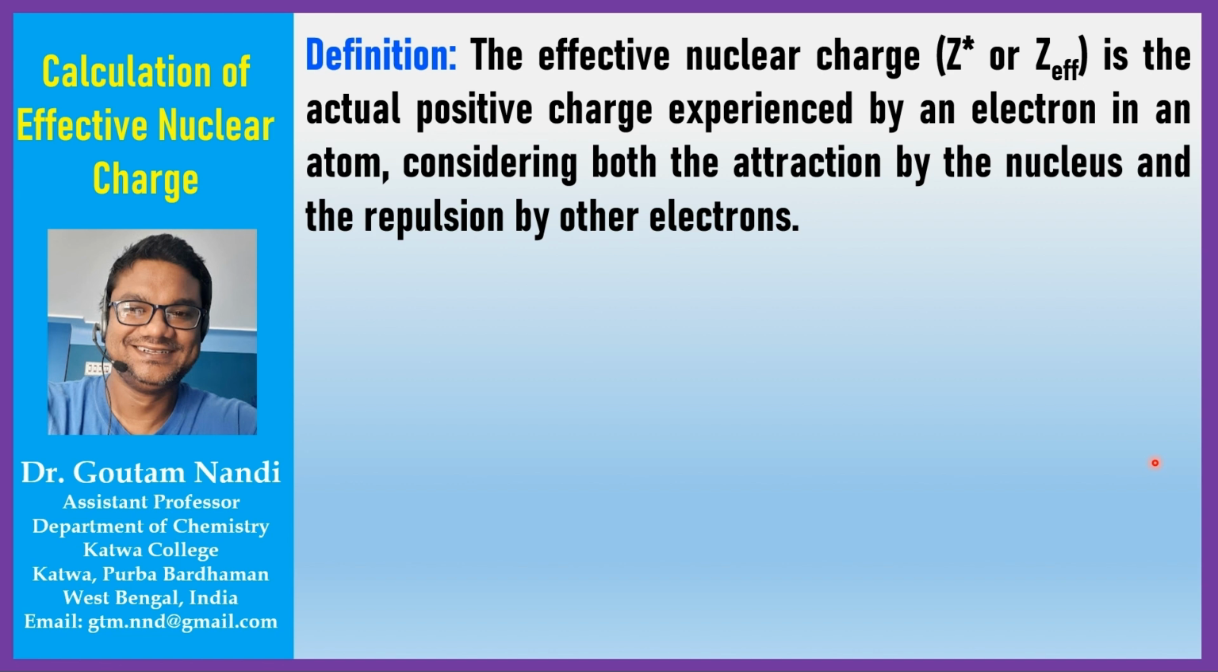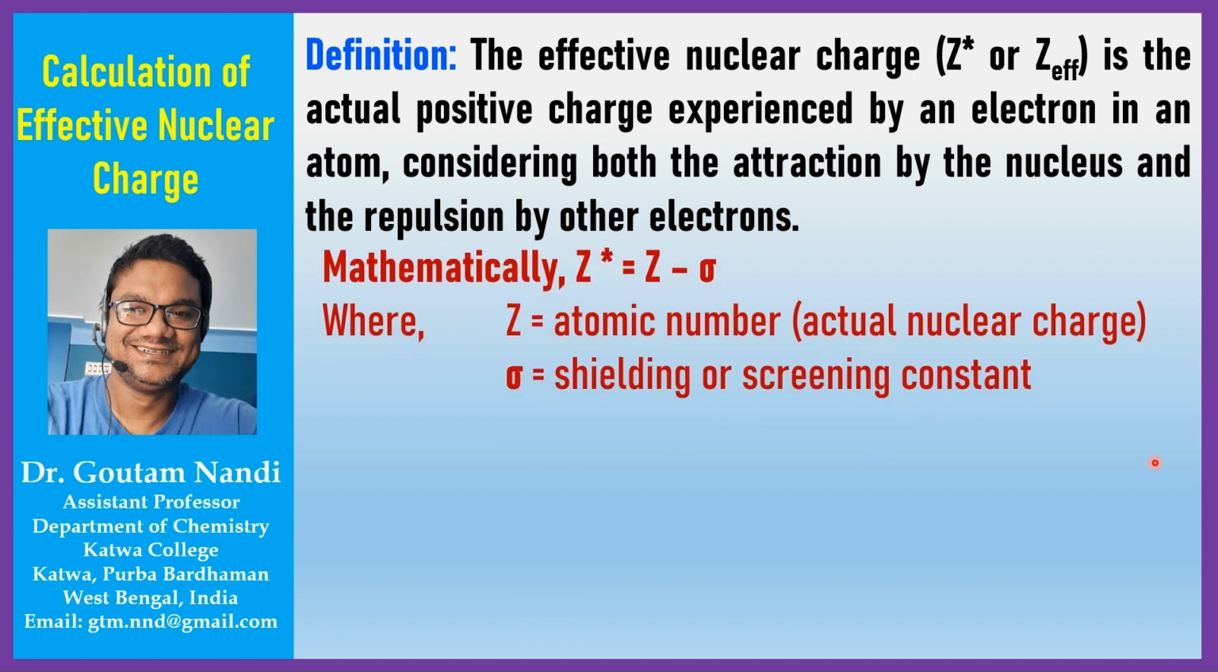The effective nuclear charge is the actual positive charge experienced by an electron in an atom, considering both the attraction by the nucleus and the repulsion by other electrons. This effective nuclear charge is abbreviated by Z star or Z effective. Mathematically, we can express Z star as Z minus sigma, where Z is the atomic number or the actual nuclear charge and sigma is the shielding or screening constant.